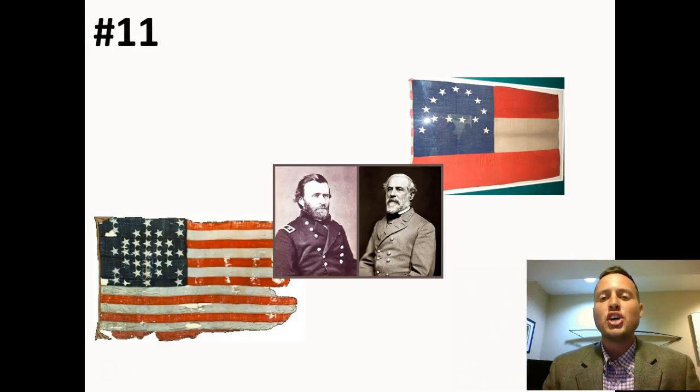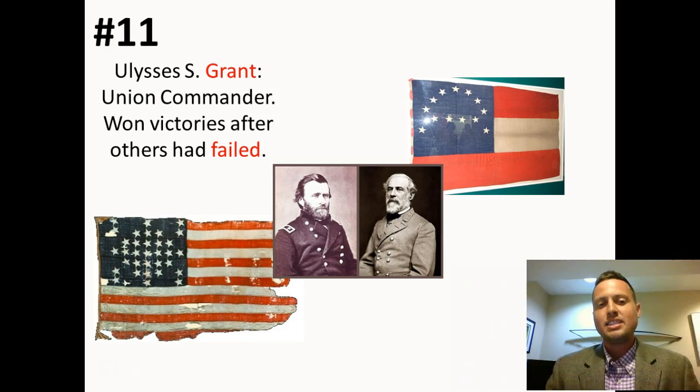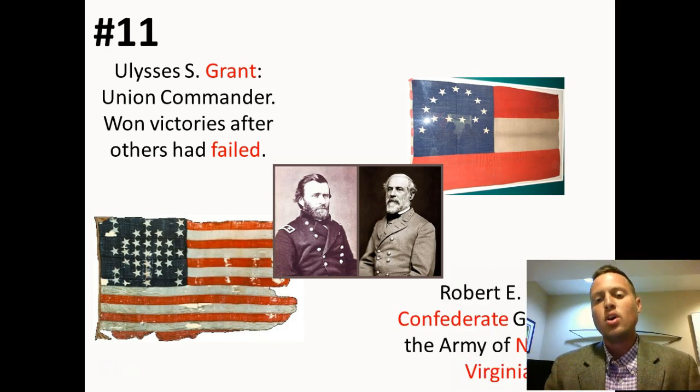Union's best general, number one, would be Ulysses S. Grant, G-R-A-N-T. Grant was the Union commander who would win victories after others had failed. Now, what did they fail to do? They failed to consistently beat the South's best general, and the South's best general was Robert E. Lee.